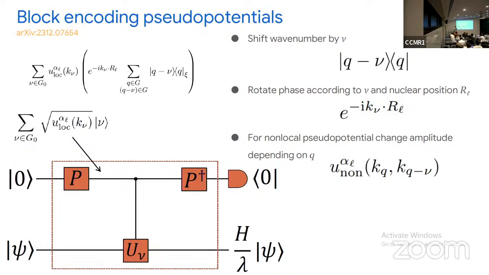I see. That's very interesting. So the vast majority of the cost comes exclusively from Toffoli gates. Yeah. I see. Very interesting. Yeah. Thank you very much.